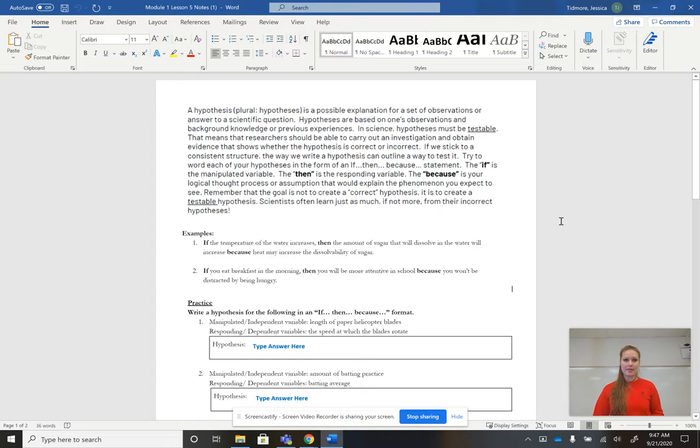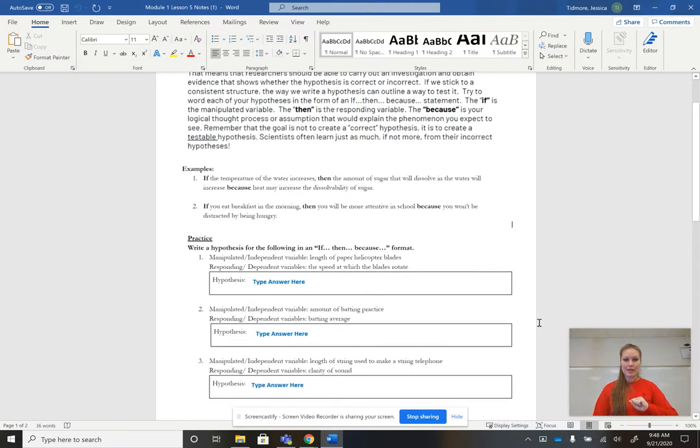When we write a hypothesis, we need to keep a couple things in mind. First of all, our variables, our independent variable and our dependent variable. Okay, so let's take a look at this first example right here. So write a hypothesis for the following in an if, then, because format. So our independent variable is the length of a paper helicopter blades, and the dependent variable is the speed at which the blades rotate.